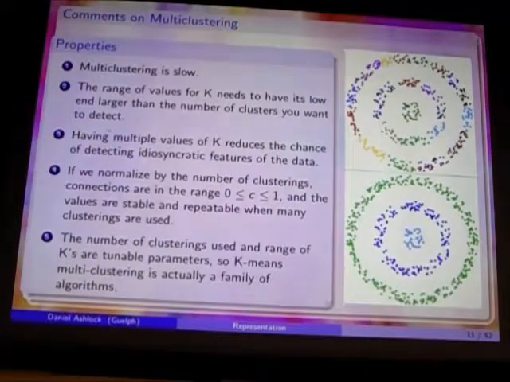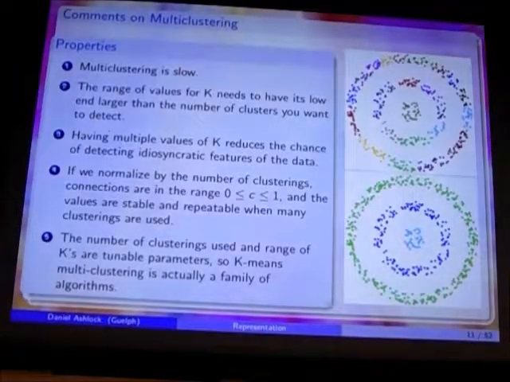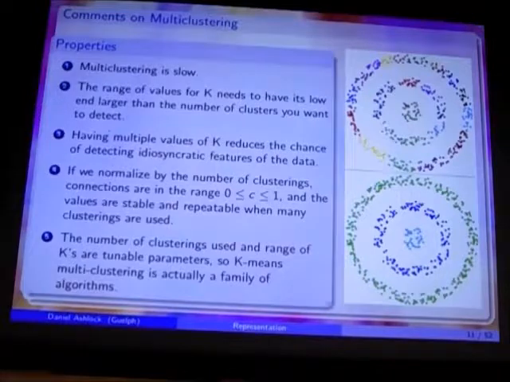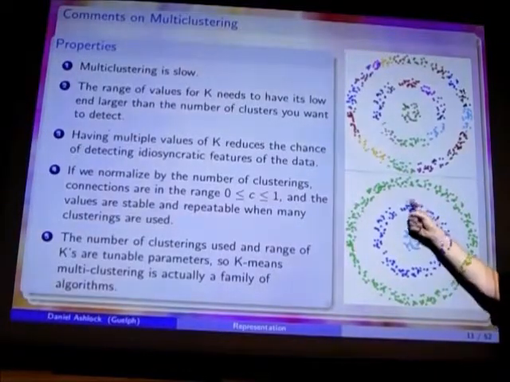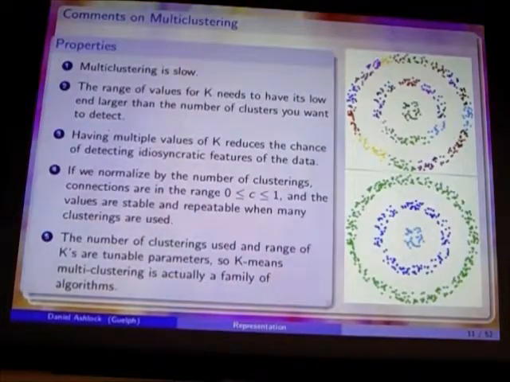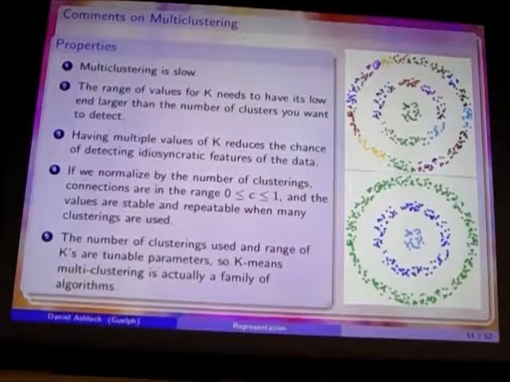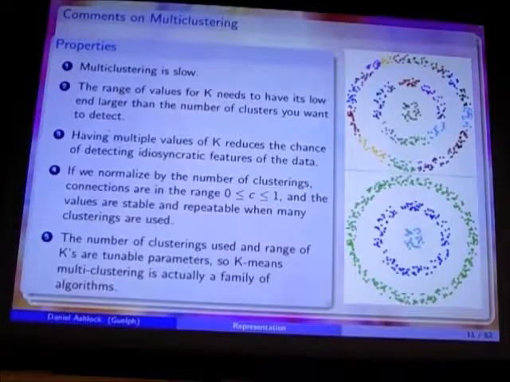Okay, the range of values for k needs to have its low end larger than the number of clusters you want to detect, so it's sort of a lower bound. Now, if you want to find 4 clusters, then you probably take from 8 to 20 clusters or something. Having multiple values of k reduces the chance of detecting idiosyncratic features of the data. Like, you see how those guys are somewhat separate from the others? If you always chose 15 clusters, it would be very likely that those guys would form their own cluster because they kept getting chosen. Whereas if you jump around, that spreads the connections around.